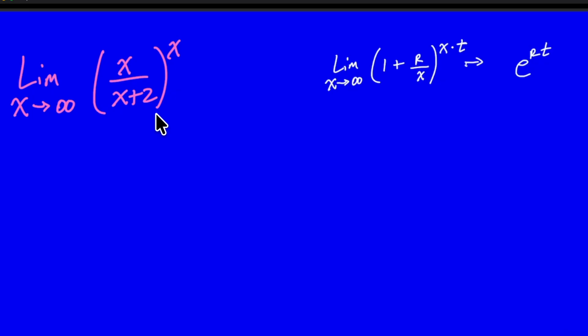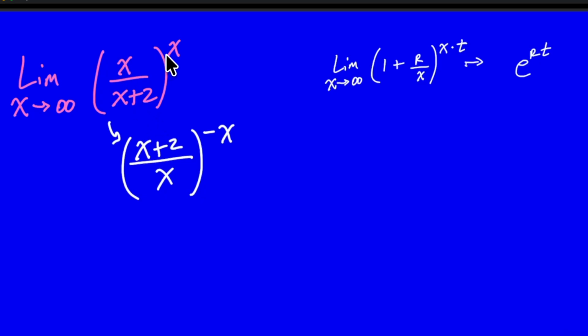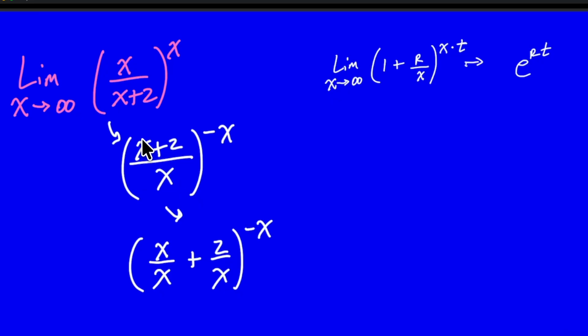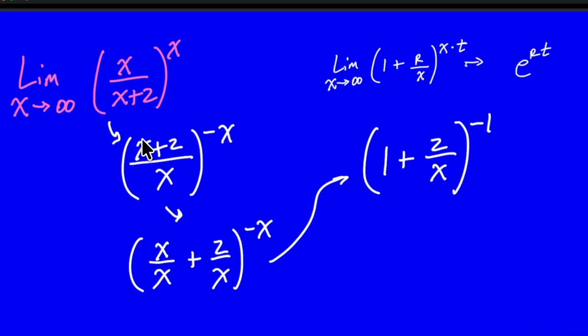We're going to change this to (x plus 2) over x, and then we're going to change the sign of the exponent. So you could flip the fraction and change the sign of the exponent. And when we do that, now we could separate this fraction. So we can have (x over x plus 2 over x) raised to the negative x. And if we continue, now we're going to have (1 plus 2 over x) raised to the negative 1 times x. So now, folks, this fits this pattern.